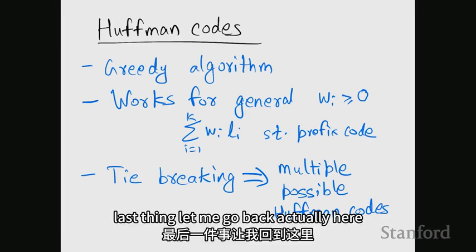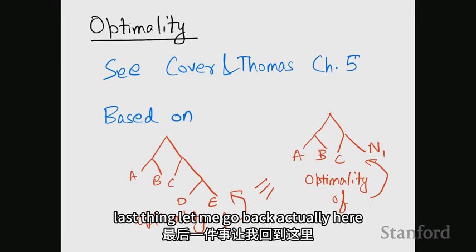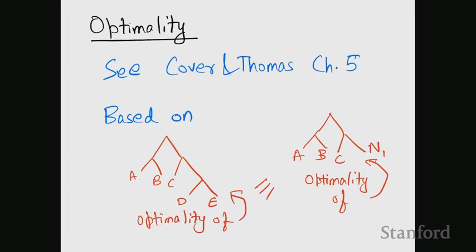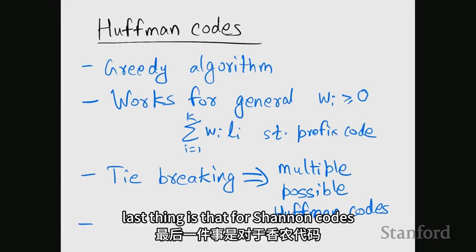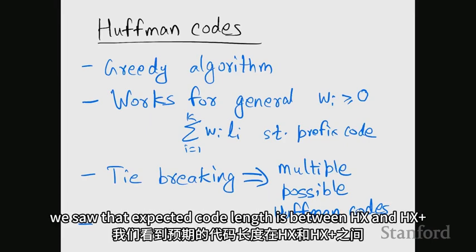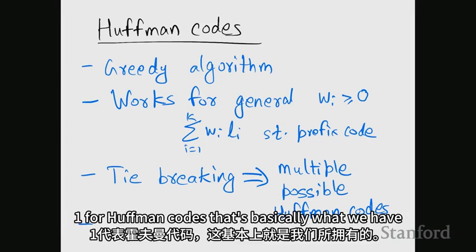Okay, last thing, let me go back actually here. Last thing is that for Shannon codes, we saw that expected code length is between H(X) and H(X) plus 1. For Huffman codes, that's basically what we have.